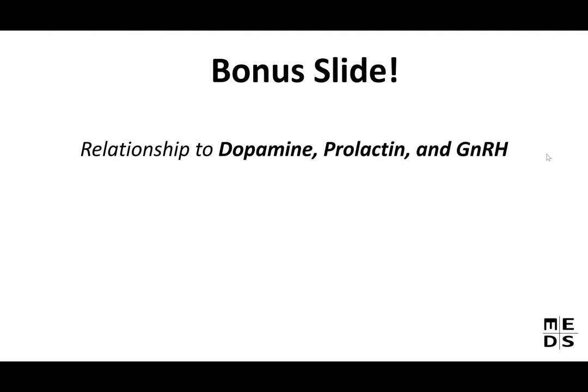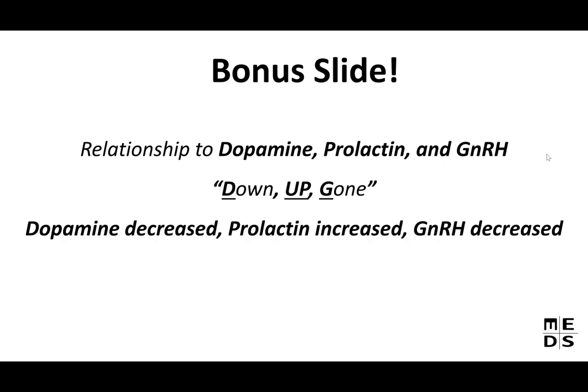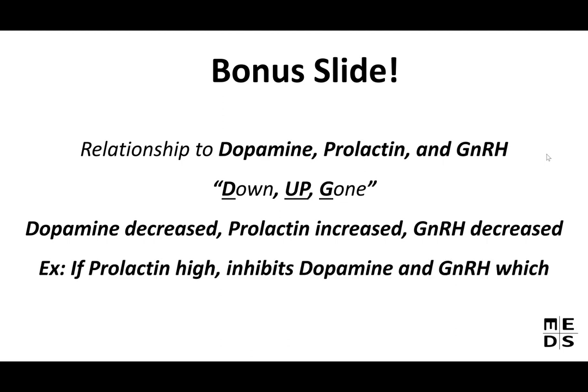If you just remember this mnemonic, down, up, gone, you can see how these interact with each other. So dopamine will decrease, prolactin will increase, and GnRH will decrease. So here's an example of what this means. If prolactin, which is the UP, is high, it's going to decrease dopamine and it's going to decrease GnRH, hence down and gone.